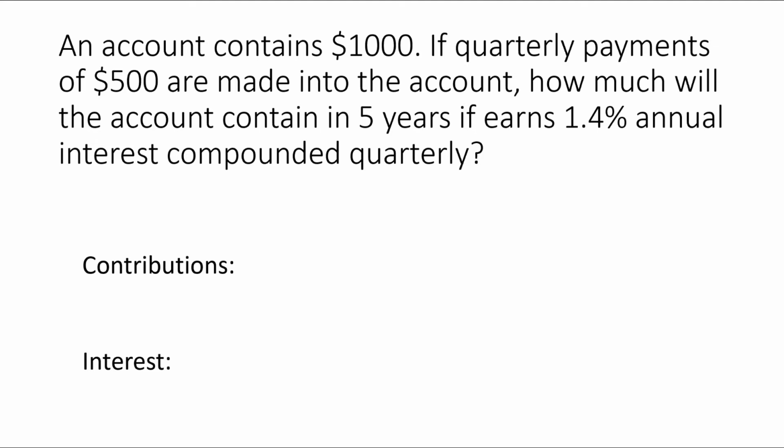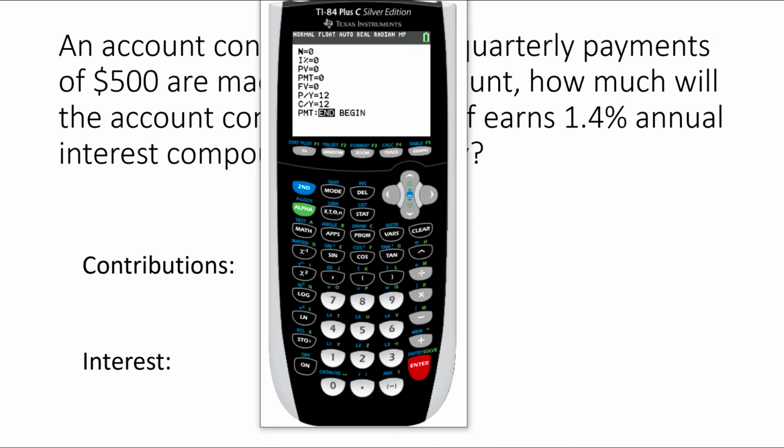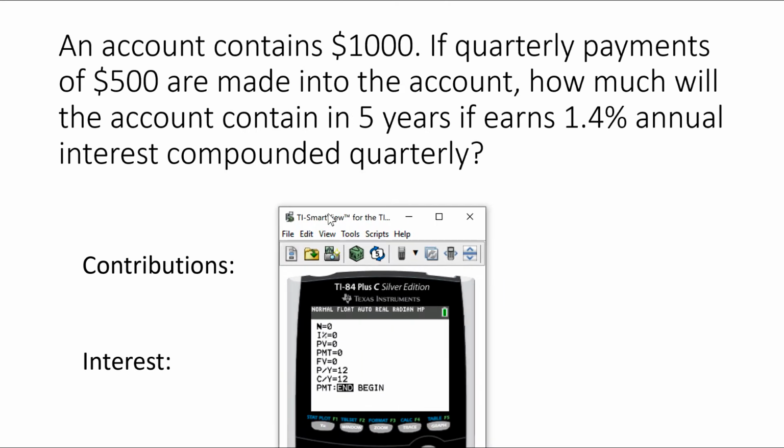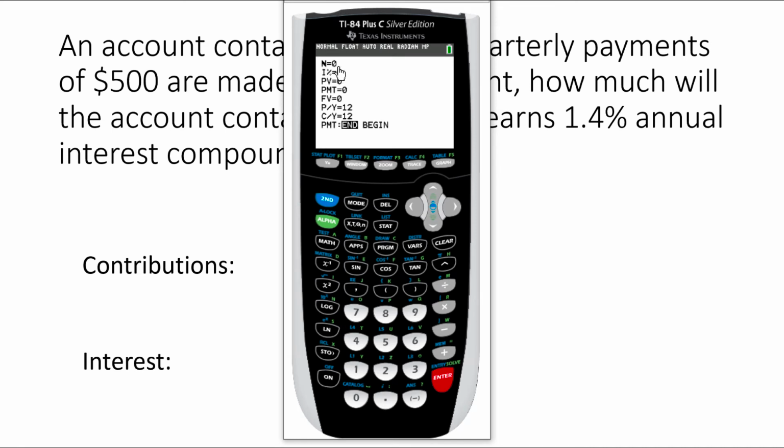An account contains $1,000. Let's go to our TVM solver and zero out the first 5 fields. It's always a good idea to do this so you don't accidentally keep in some numbers from last time. Let's start with N. Quarterly payments are made into the account for 5 years. Quarterly payments, that's 4 per year, and for 5 years, so 4 times 5 gives us 20 payments, or 20 times the interest is compounded.